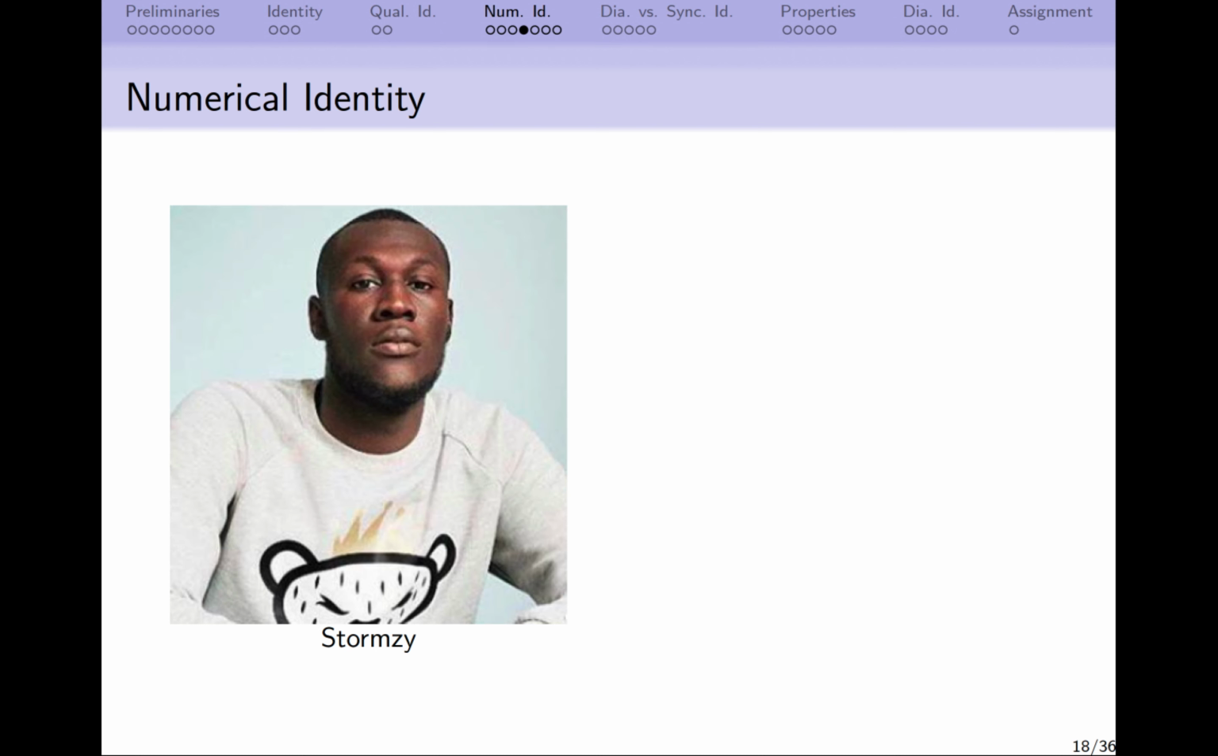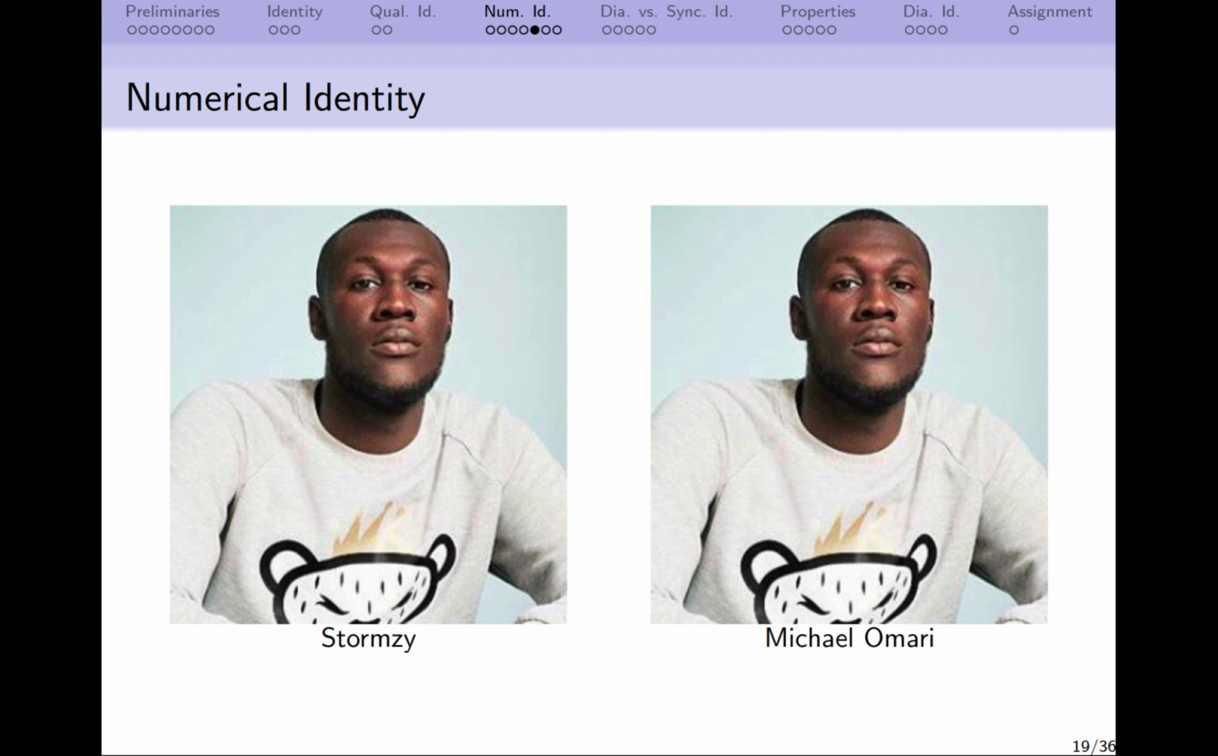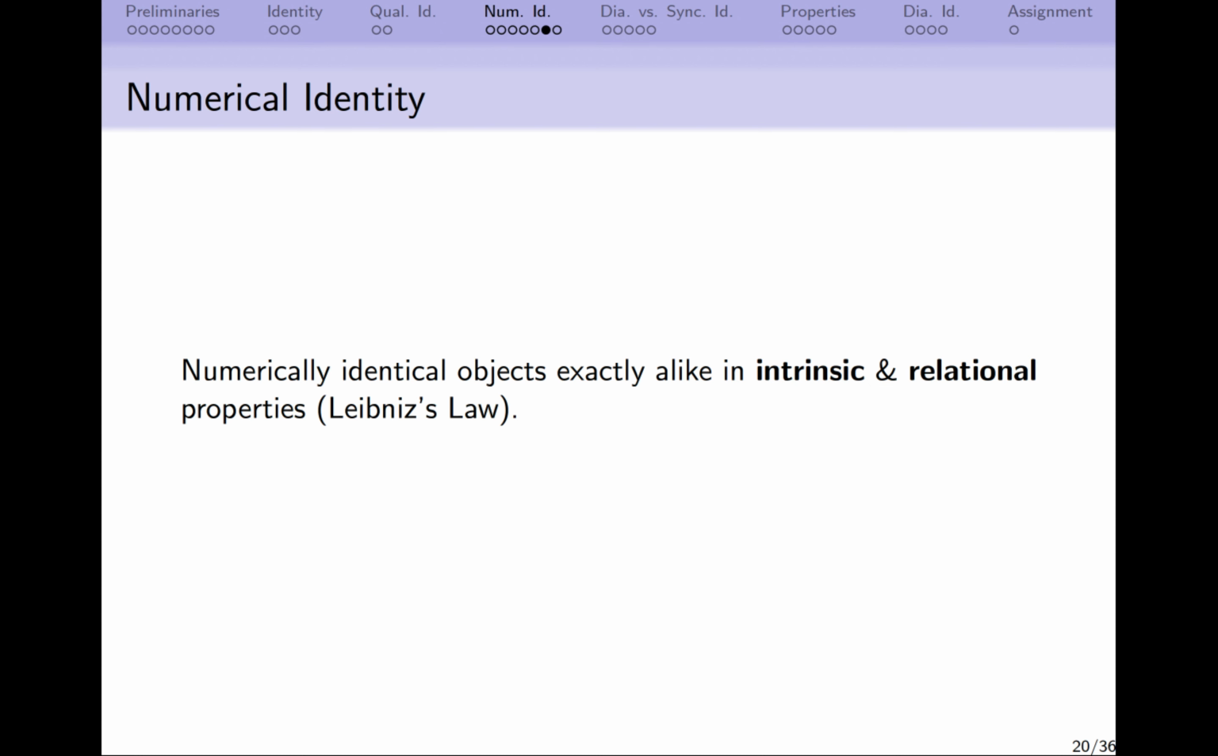Maybe a slightly more contemporary example: Stormzy and Michael Amari. Stormzy is a stage name for Michael Amari. Again, we're not dealing with twins here. We're not dealing with mere qualitative identity, but rather numerical identity. Stormzy and Michael Amari are literally one and the same person. So just to be clear, when we're talking about numerical identity, this could be considered proper identity. Unless I say otherwise, when I talk about identity, I'm going to mean proper identity, that is numerical identity, when we have literally one and the same object. And when I wish to distinguish, I will explicitly say qualitative identity.